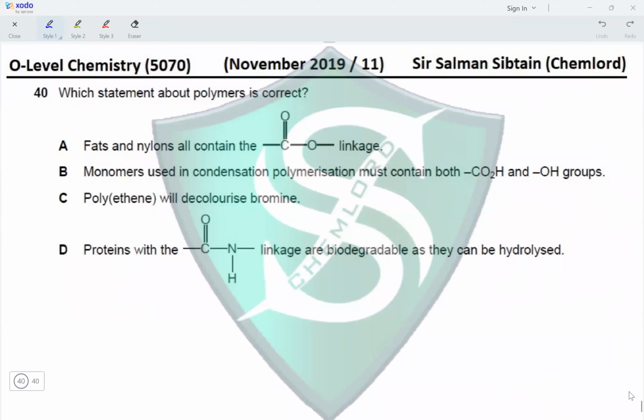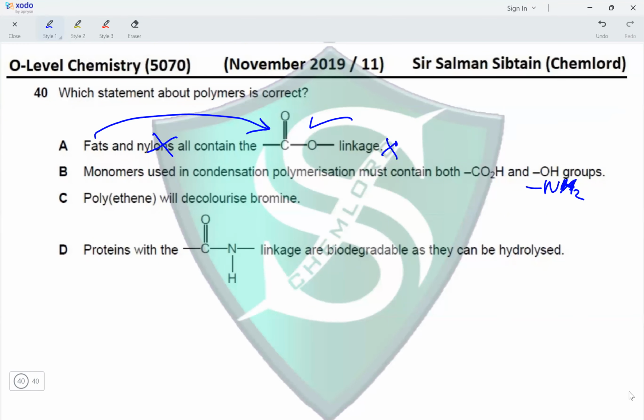Question 40. Which statement about polymers is correct? Fats and nylon all contain the C double bond O single bond O linkage, the ester linkage. Fats do contain the ester linkage, nylons do not. Monomers used in condensation polymerization must contain COOH and OH groups. Also, NH2 groups are there to form polyamides. COOH and OH will only form polyesters.